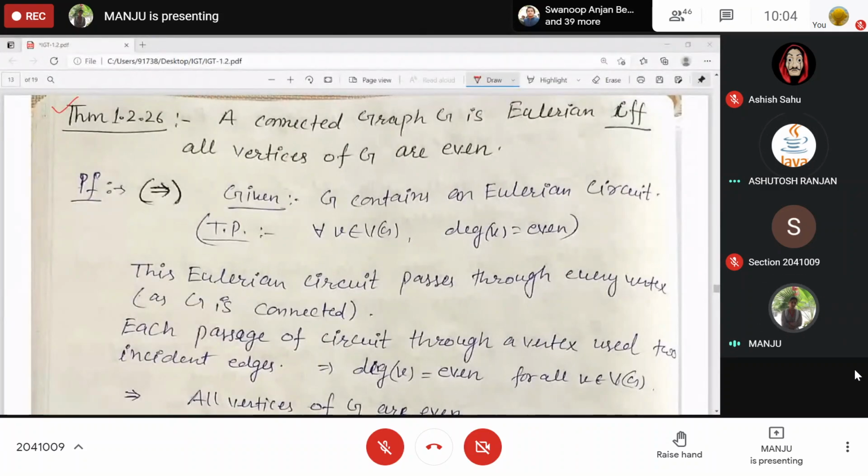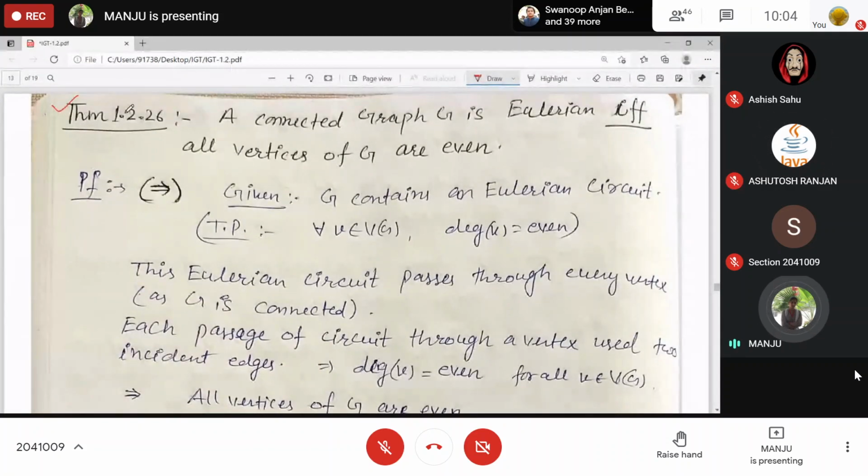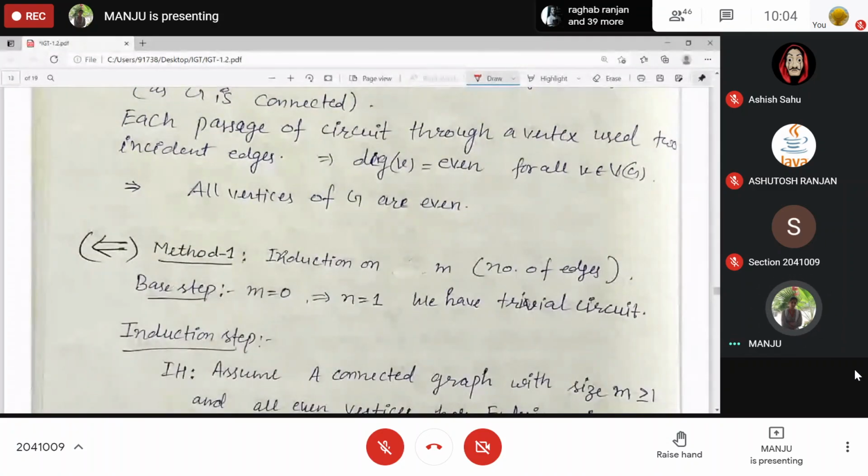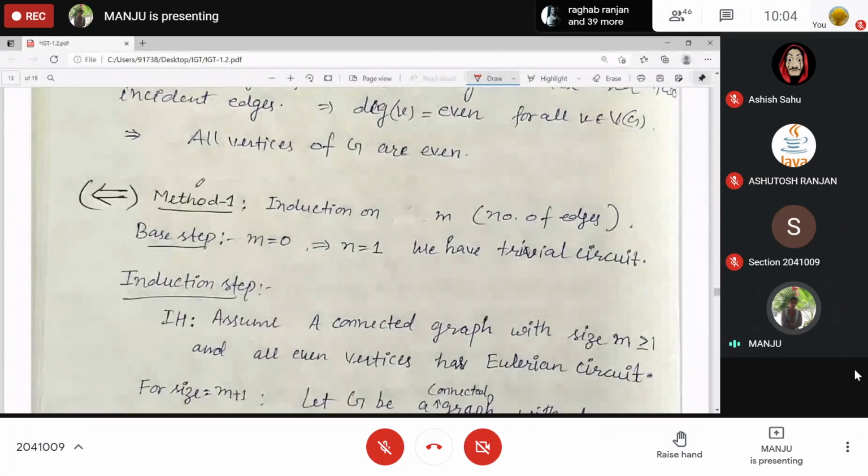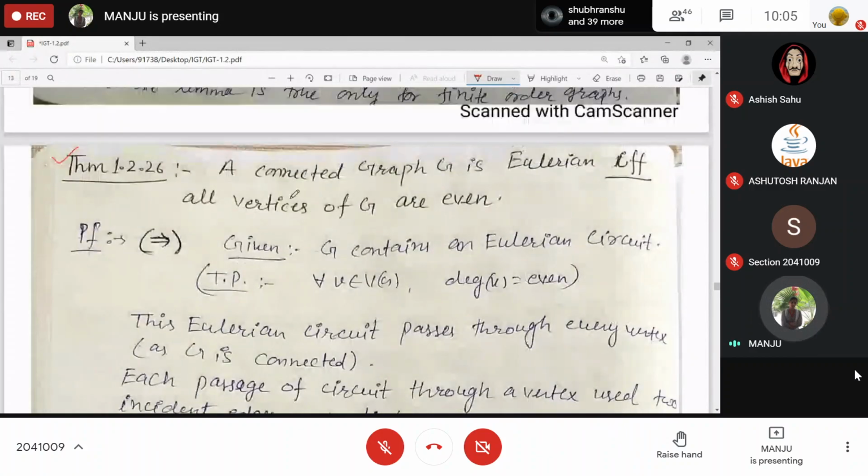Yesterday we were discussing this theorem, right? So this part was done and that part more or less done. Any doubt in the second, the reverse part, the converse part? The theorem was: a connected graph is Eulerian if and only if all the vertices of the graph are even, that means have even degree. Okay?